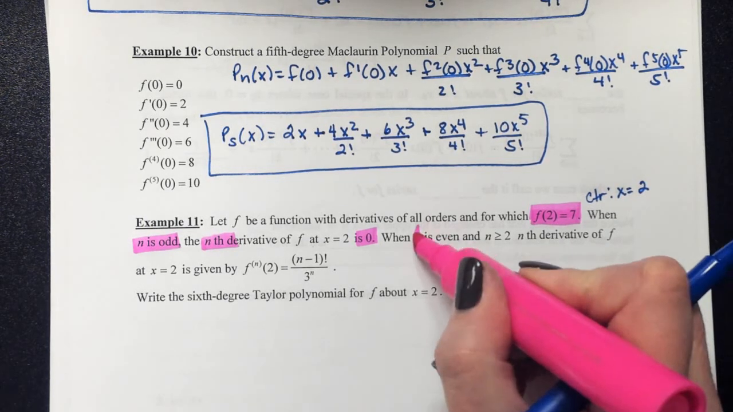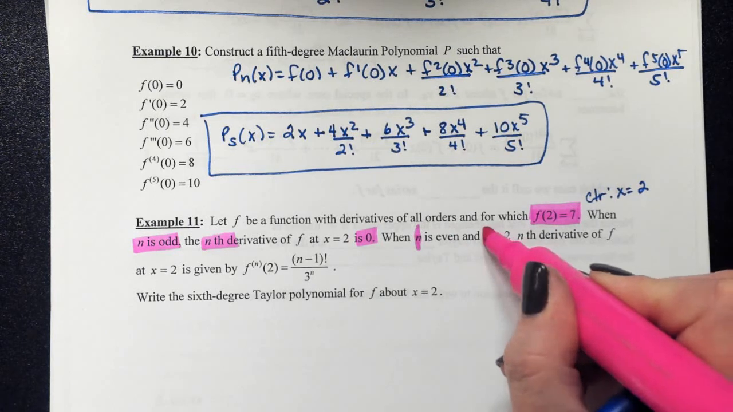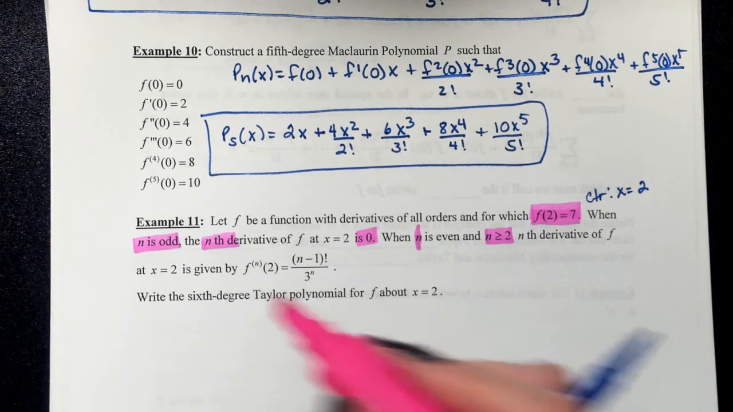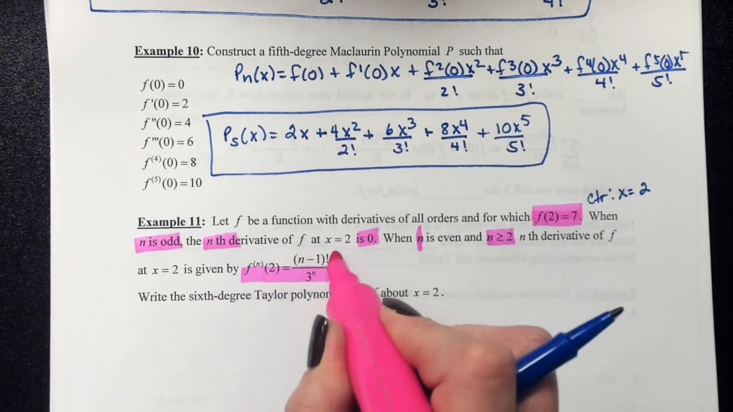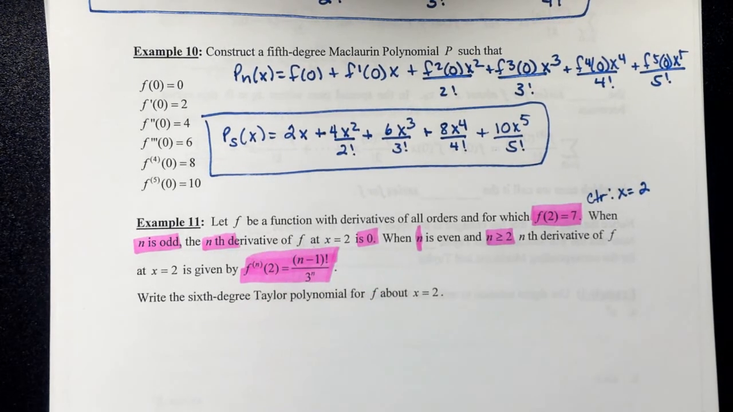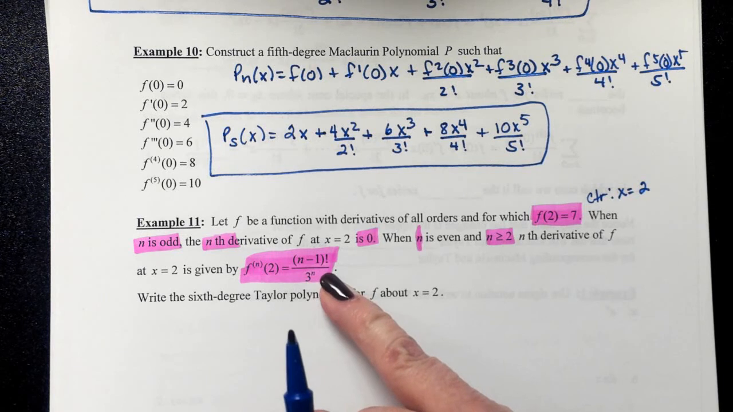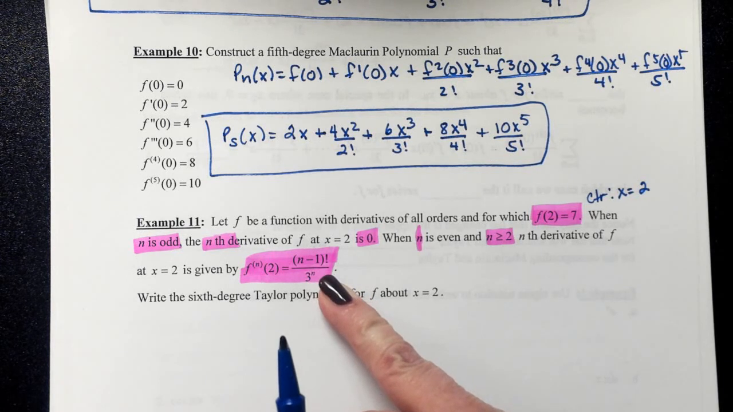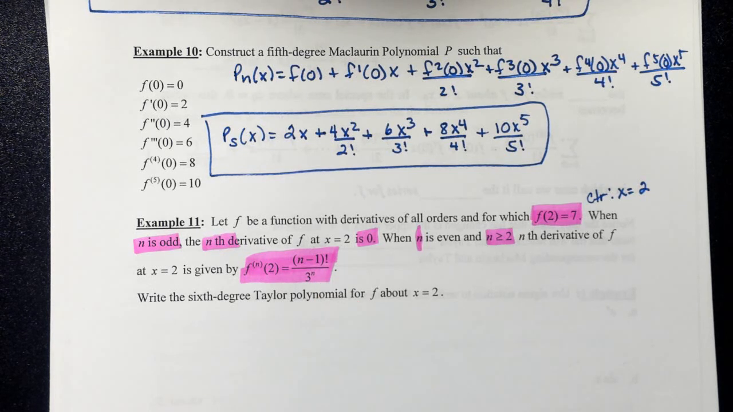When the derivative is even and n is greater than or equal to 2, the value is given by this particular formula, (n minus 1) factorial divided by 3 to the n. N, remember, represents the derivative. So the second derivative can be found by plugging 2 in for n. The fourth derivative can be found by plugging 4 in for n. The sixth derivative can be found by plugging in 6 for n.